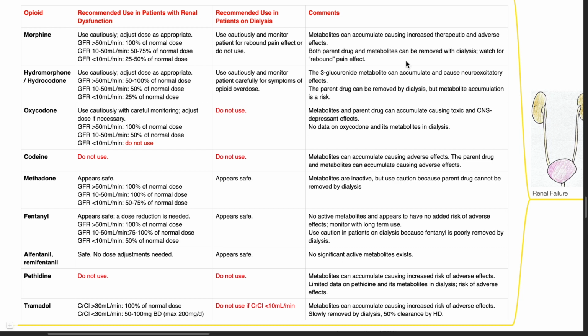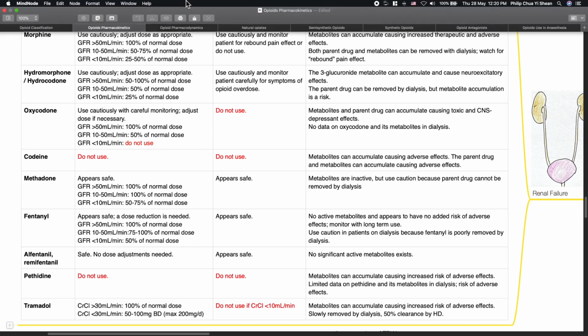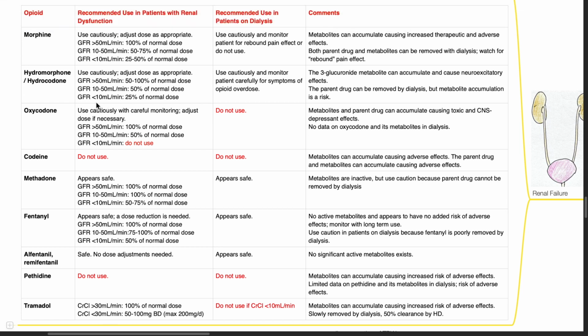For hydrocodone, use cautiously in patients with renal dysfunction. Adjust dose as appropriate. For GFR of more than 50 ml per minute, use 50 to 100% of normal dose. For GFR of 10 to 50 ml per minute, use 50% of normal dose. For GFR of less than 10 ml per minute, use 25% of normal dose. Recommended use in patients on dialysis.